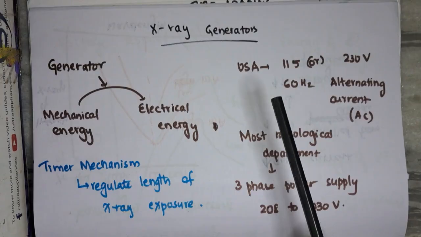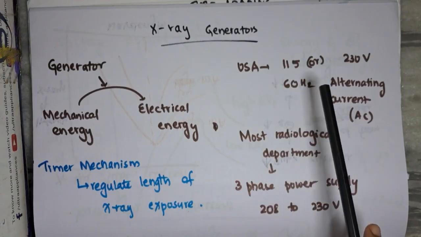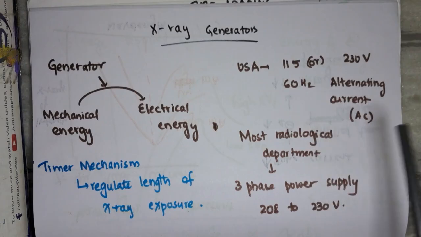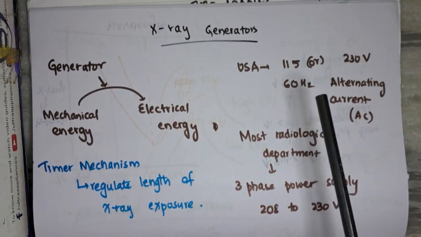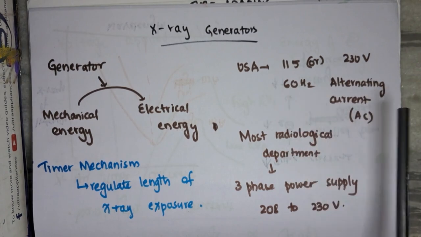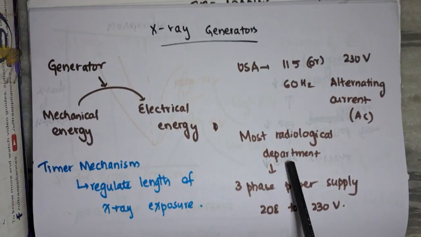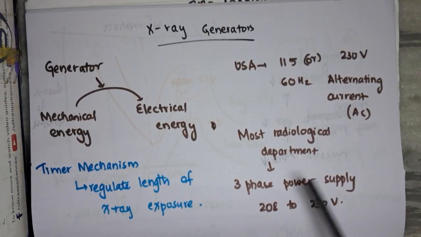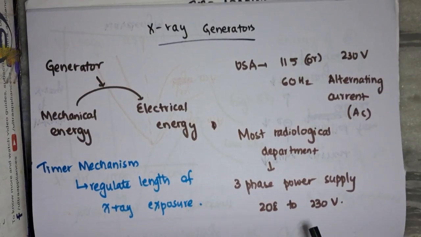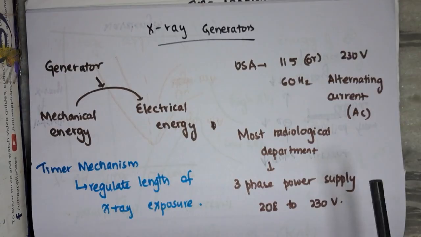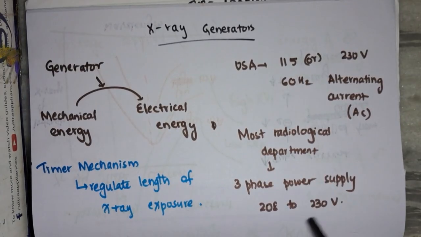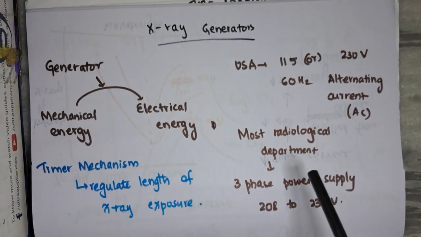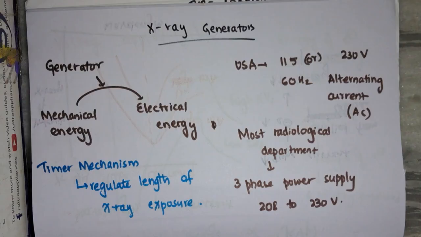In the United States, any building will have around 115 or 230 volts with 60 hertz alternating current. In most radiological departments, we have a three-phase power supply, in the range of 208 to 230 volts. The X-ray generator should modify this three-phase power supply so that it meets the needs of the X-ray tube.